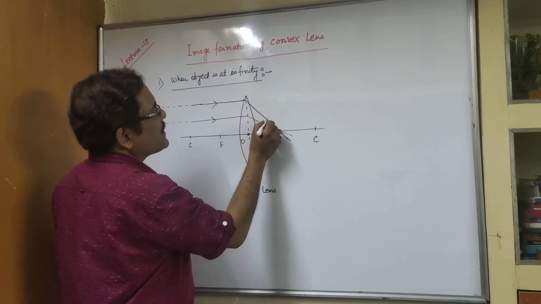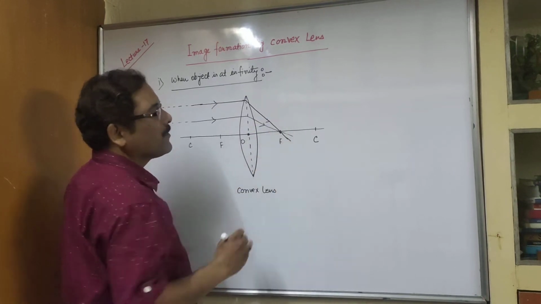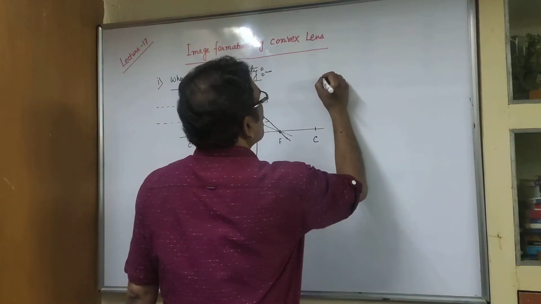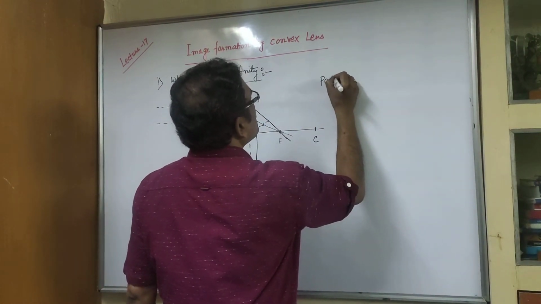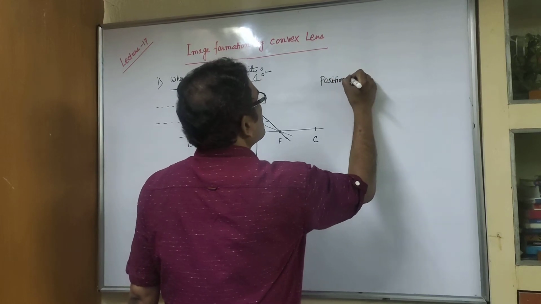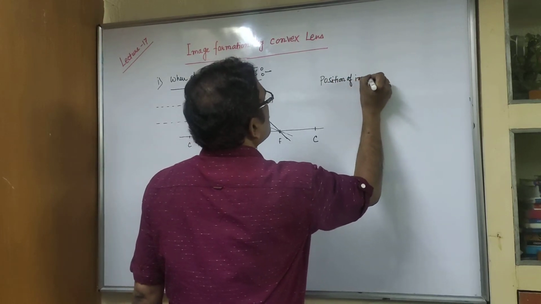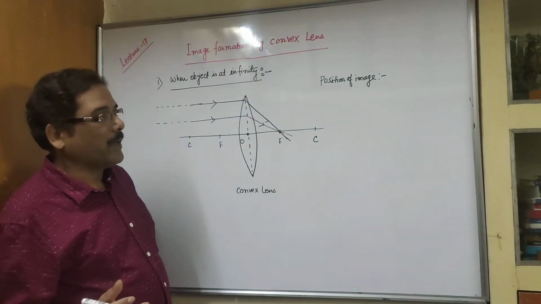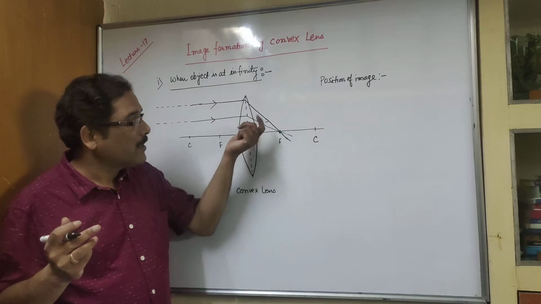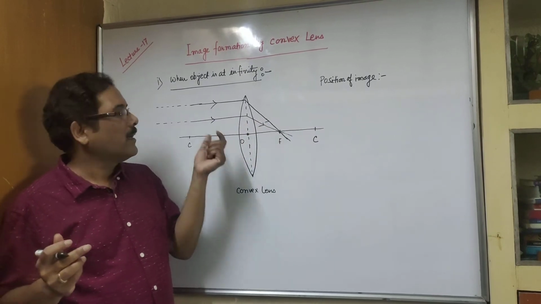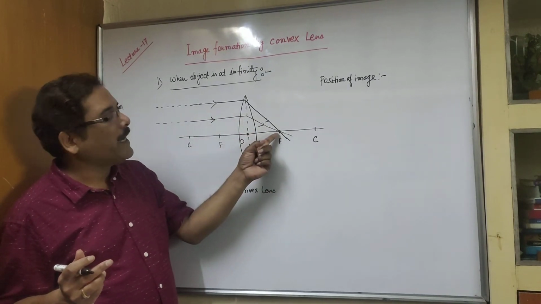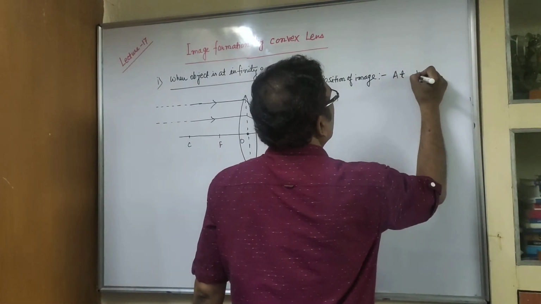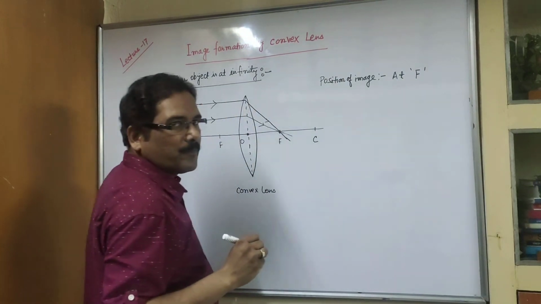So, the 2 rays are meeting at F, isn't it? The 2 rays are meeting at F. So, we will write position of image first. Position of image means where is the image forming? Where is the image forming? So, where the 2 rays meet after refraction, the image will form there. So, these 2 rays are meeting at F. So, position of image is at F, at principal focus.